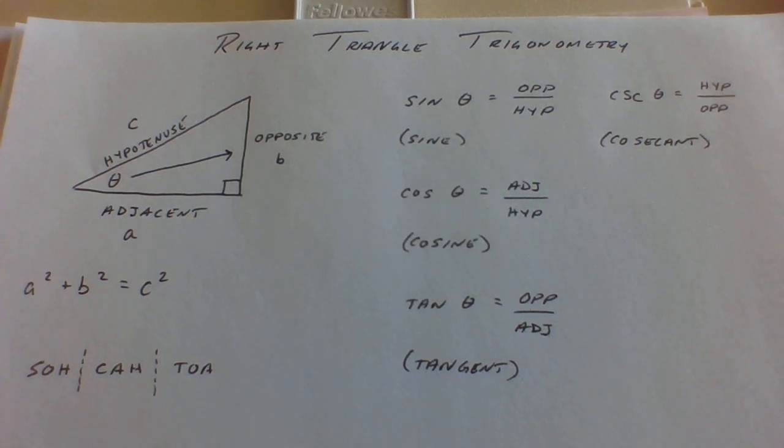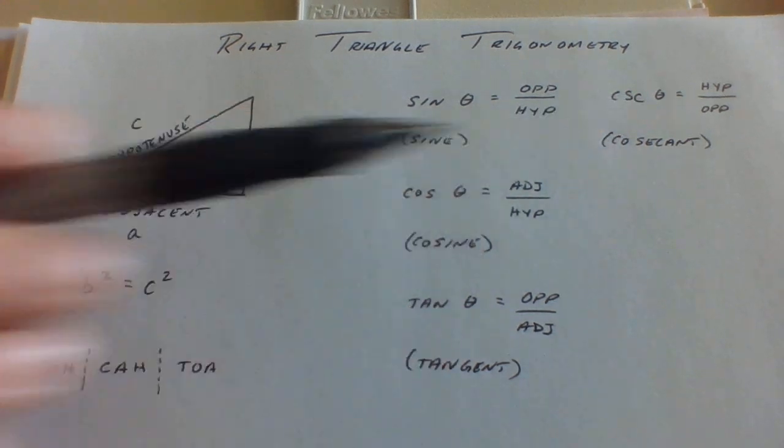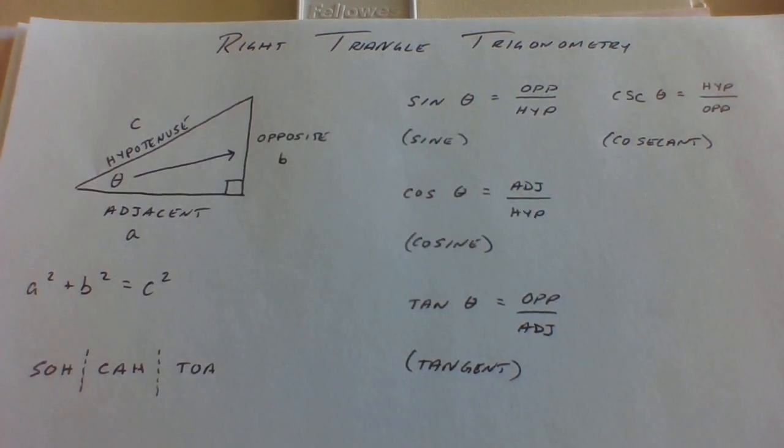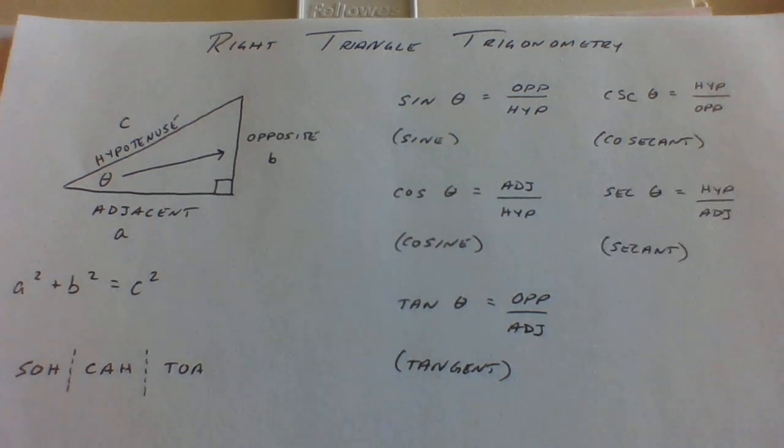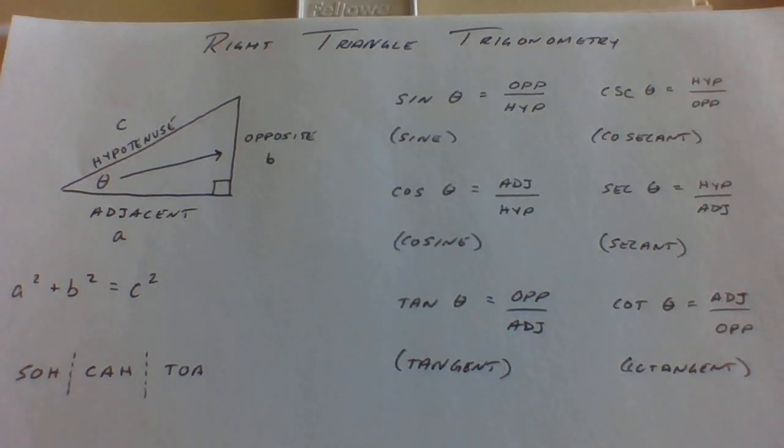Cosecant, abbreviated CSC, cosecant of theta, is equal to my hypotenuse over my opposite side. Secant of theta, abbreviated SEC, is equal to my hypotenuse over my adjacent side. And cotangent of theta is equal to my adjacent side over my opposite side.